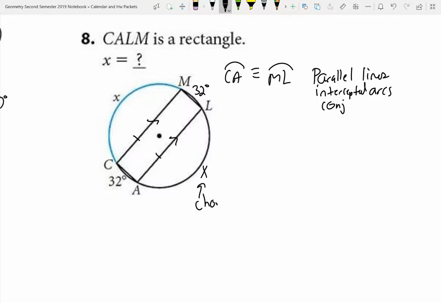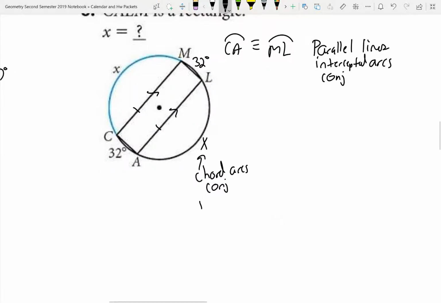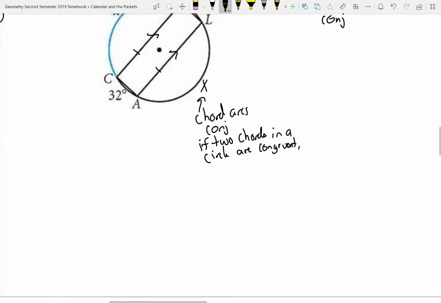So the chord arcs conjecture says that if two chords in a circle are congruent, then their intercepted arcs are congruent.